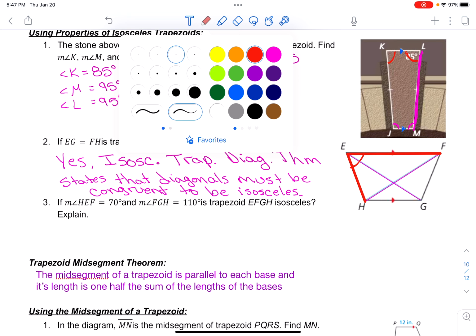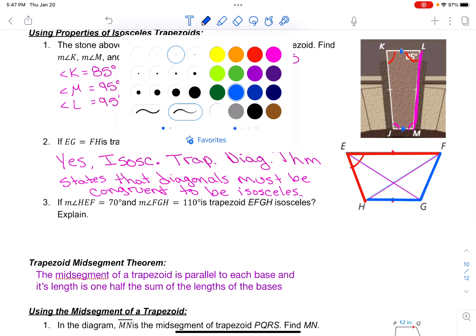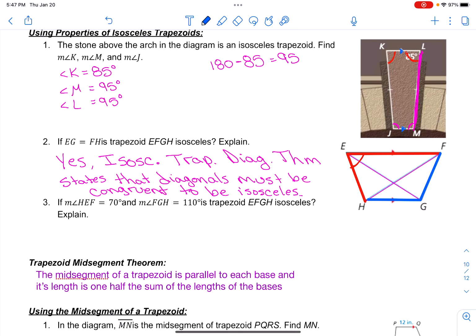And then it is also talking about angle F to G to H. And it is saying this whole angle here. So it is saying this angle is 110 and this angle is 70. So we need to determine if this is isosceles.